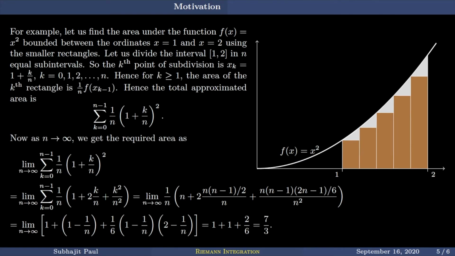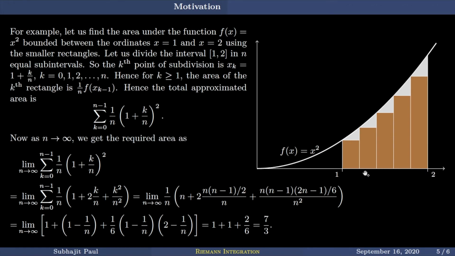Fine. So now let us divide the interval 1 to 2. Do not look at the entire thing at once; walk me through this one. Let us divide the interval 1 to 2 into n equal subintervals. So the kth point of subdivision, x_k, is 1 plus k over n.